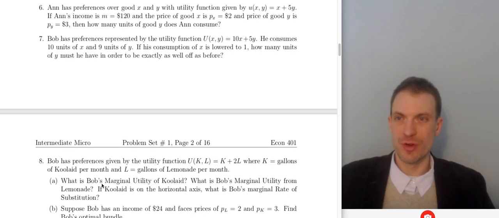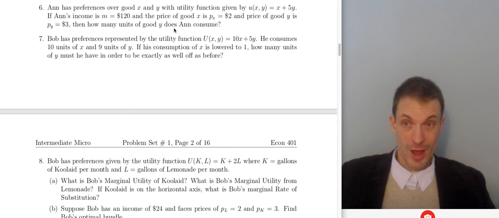Anne has preferences over good x and y with a utility function given by x plus 5y. Those are perfect subs. Here's the income, 120. Here's the price of good x is 2. Price of good y is 3. How many units does Anne consume of y specifically?